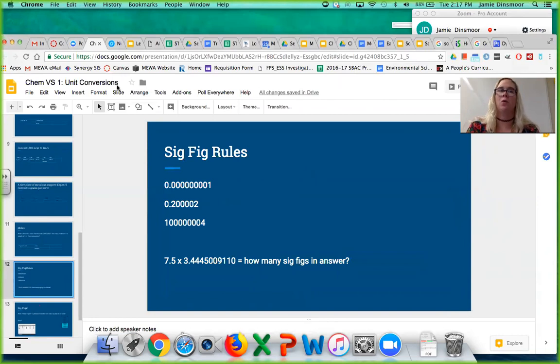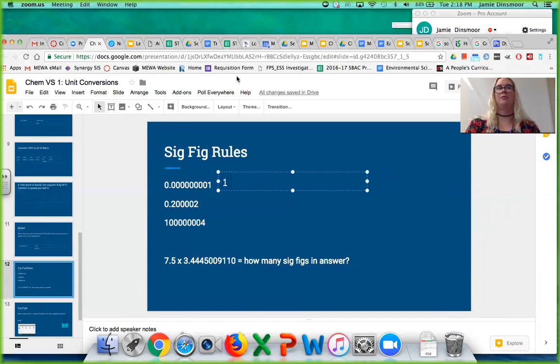So now we're going to talk about sig fig rules. This is something that a lot of people felt good on, but I thought I would just review, right? So let's see if you guys can say how many sig figs are in these situations. So this first example, 0.000000001, how many sig figs are there? Good guess by Oliver. So this one's kind of a trick. The answer is 1.